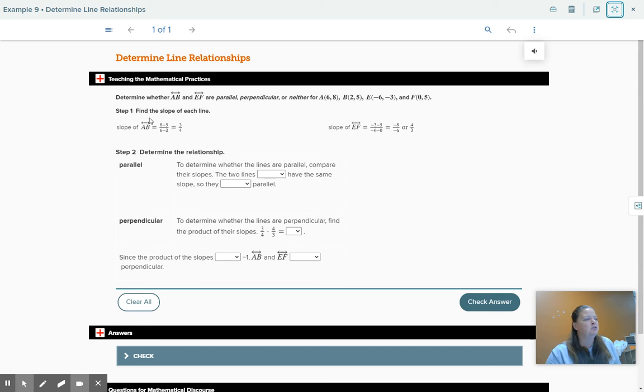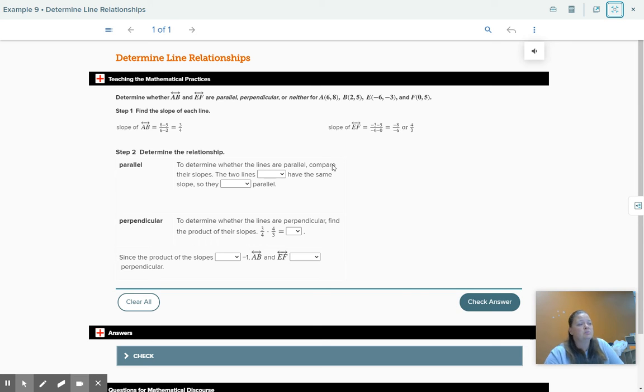is at (0, 5). So the first thing we have to do is find the slope of each line, because that's going to help us determine if they're parallel, perpendicular, or neither. The slope of line AB is (8 - 5) over (6 - 2), which is 3 over 4. The slope of line EF is (-3 - 5) over (-6 - 0), which is -8 over -6, or 4 over 3.